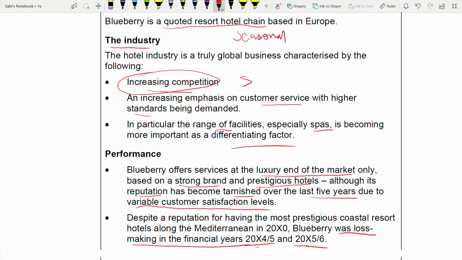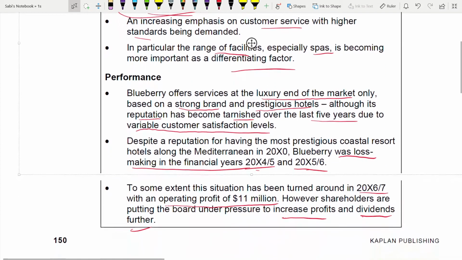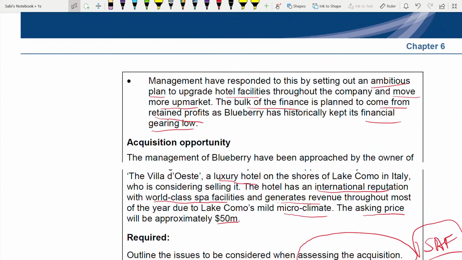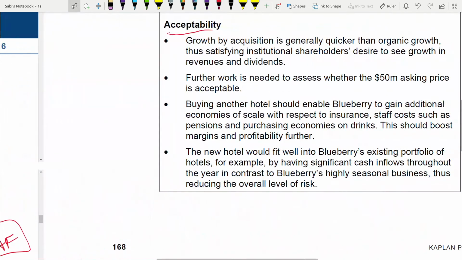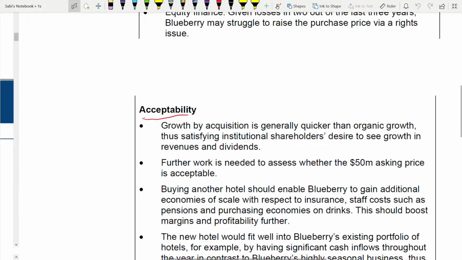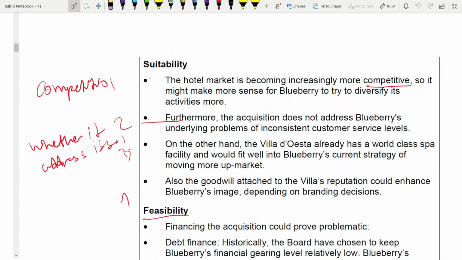If you see here, they are saying that they have a range of facilities, especially a spa. Somewhere they have written that they have world class facilities, an international reputation for world class facilities. And that is a differentiation factor in the industry also. So isn't it good for you? It's good for you. So you're going to talk about the world class spa.